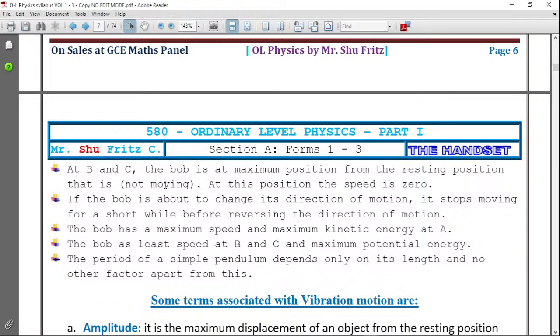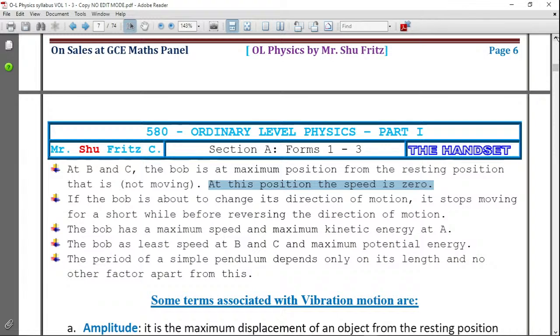At the point B or the point C, immediately it gets there, because that's the maximum displacement, it will not move. And what is happening? It is about to change its direction. So it instantaneously stops and then reverses its direction. So at this position, the speed is 0.